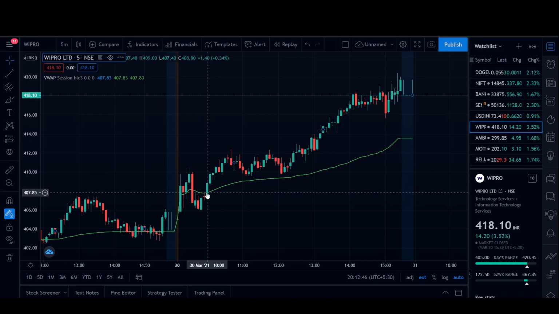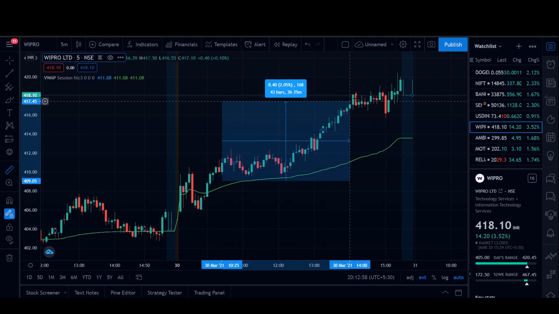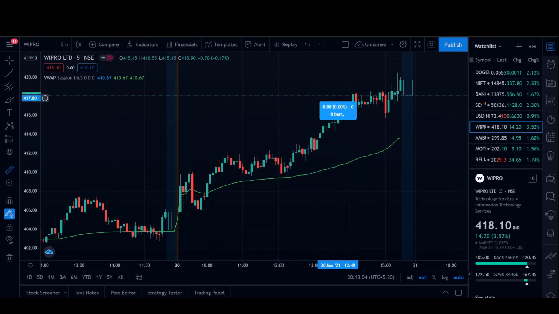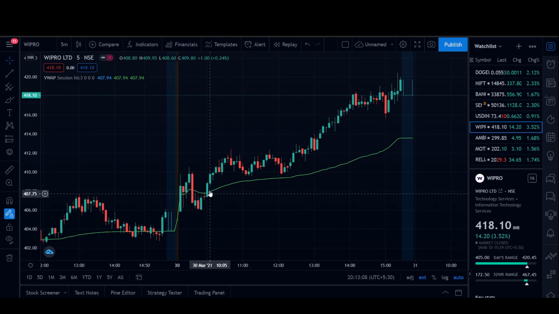After it breaks the VWAP, you have to wait for the next candlestick to form, and then you have to take your entry. So if you had entered somewhere here, we could have easily made 2%. Let's say 2% is a very good target for intraday. So this was the trigger point, when it breaks the VWAP below or from above it.